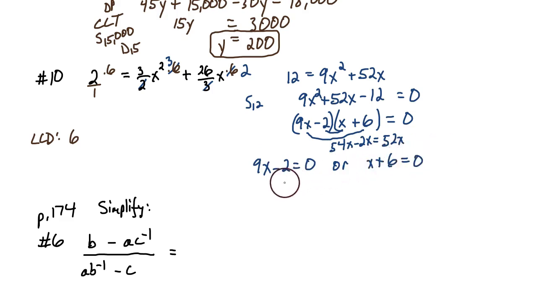And solve them. Add 2 and then divide by 9, creating 2 9ths. Over here you need to subtract 6, creating negative 6.